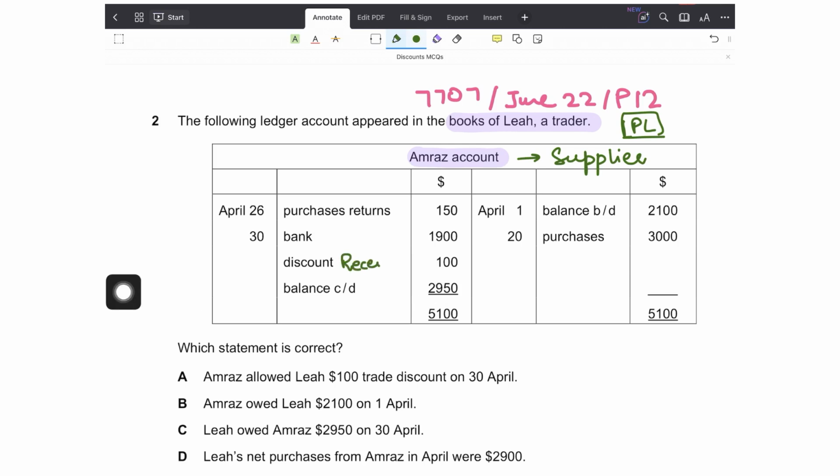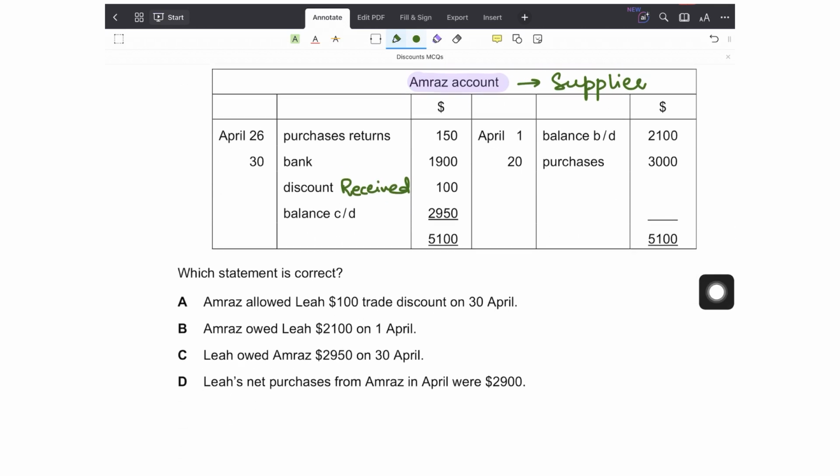So is this discount allowed or discount received? This is discount received, because discount is received from the supplier and discount is allowed to the customer. So from Amraz's perspective, that is discount allowed, but since we are maintaining Leah's books, from her perspective this is discount received. Now the question is, which statement is correct? Option A, B, C, D.